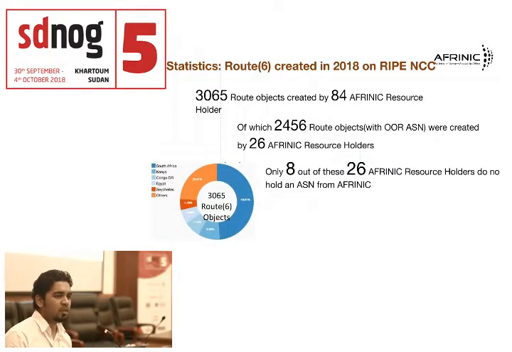So for 2018, only for this year, there were still a lot of people who have been using the RIPE routing registry, meaning that even after 5 years since we went live with the routing registry at AFRINIC, people were still using the one from RIPE. There were roughly 3,000 objects created by 84 members. And of those, only 8 resource holders do not have an ASN and cannot actually create a route object at AFRINIC.